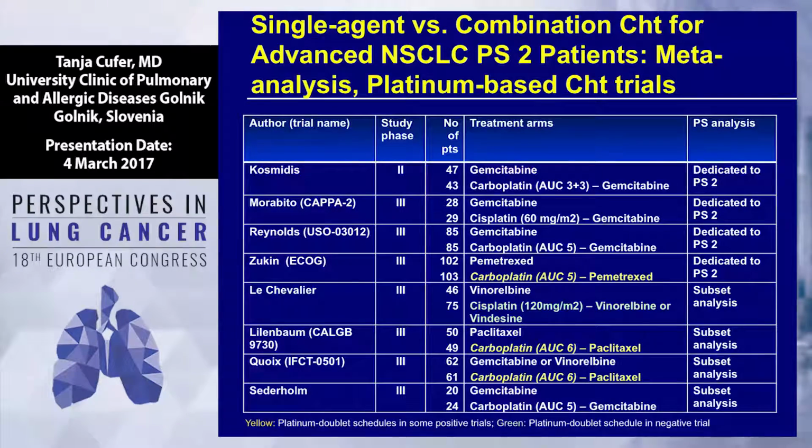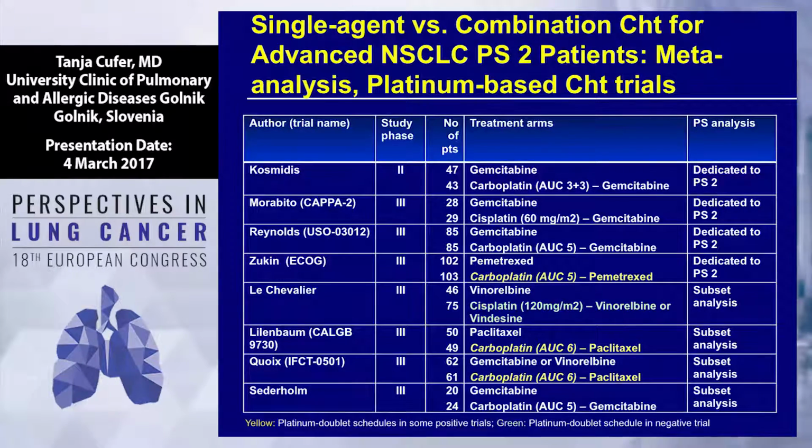This is the French trial, Soria and Chevalier trial, in which cisplatin 120 milligrams per square meter was used. Not surprisingly, this trial was highly negative in terms of overall survival benefit in performance 2 patients. It's quite toxic. I would never dare to give such a dose of cisplatin in performance 2. Even performance 0 or 1 could be very tricky.